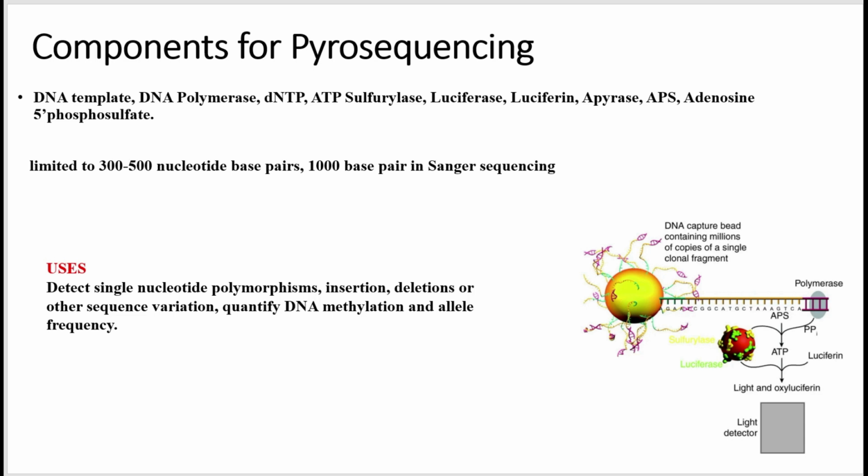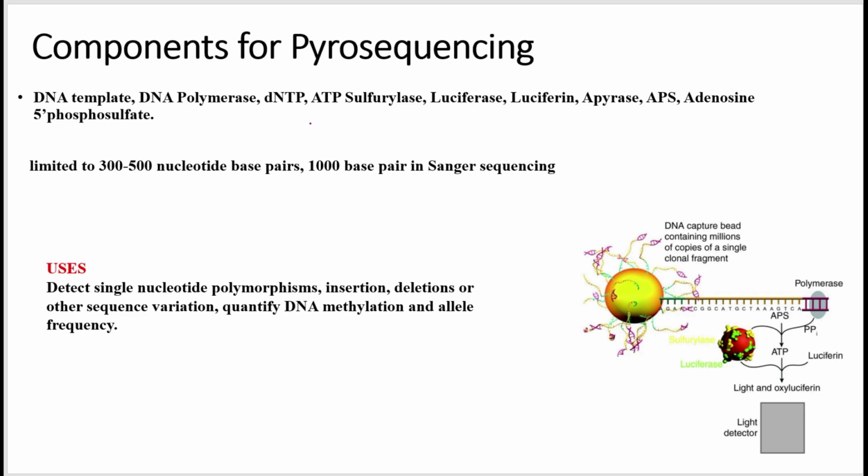The other thing is the DNA polymerase. The work of this DNA polymerase is that it will add the nucleotides, or the dNTPs. The next thing is dNTPs, which are A, T, G, C, the nucleotides which need to be detected. The next thing is ATP sulfurylase. It is one of the enzymes used in pyrosequencing. The next are luciferase, luciferin, apyrase, and adenosine 5'-phosphosulfate. We will discuss the function of all of these in this video.